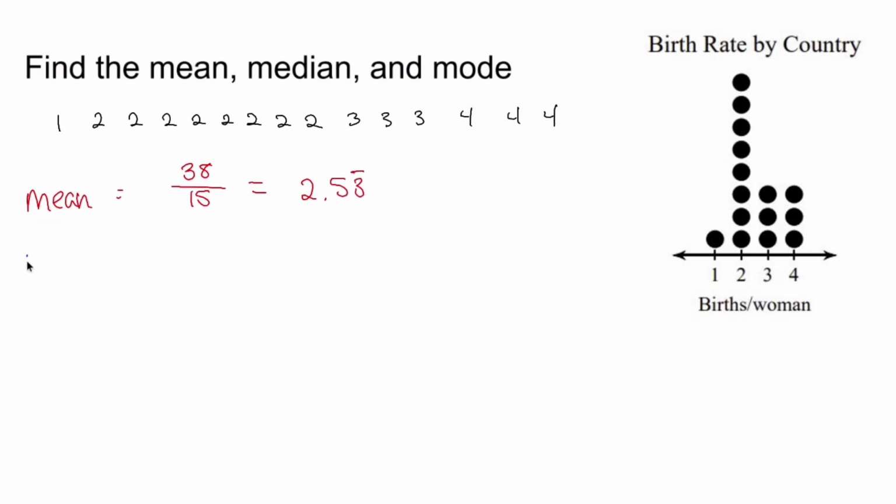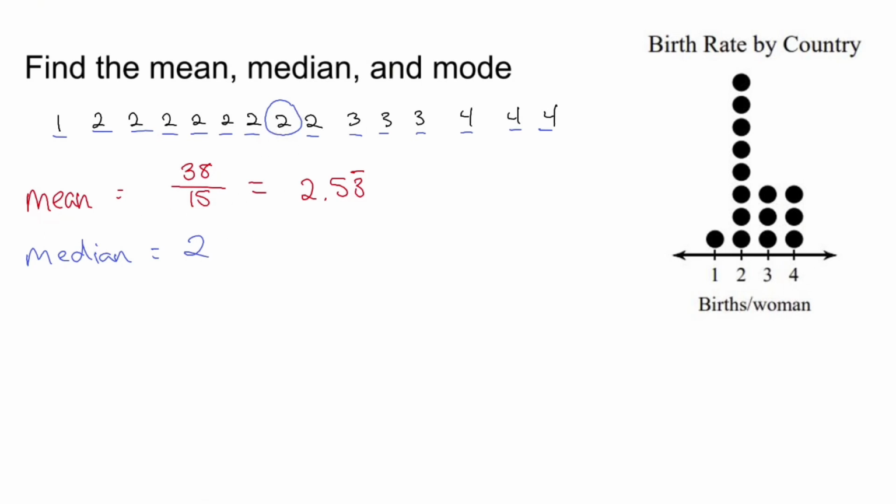My median is going to be the number in the middle, right? So I have small, big, small, big, small, big, small, big, small, big, small, big, small, big. And my number right in the middle is that 2. Now, if you were to have two numbers in the middle, add them up, divide by 2, but that didn't happen here.